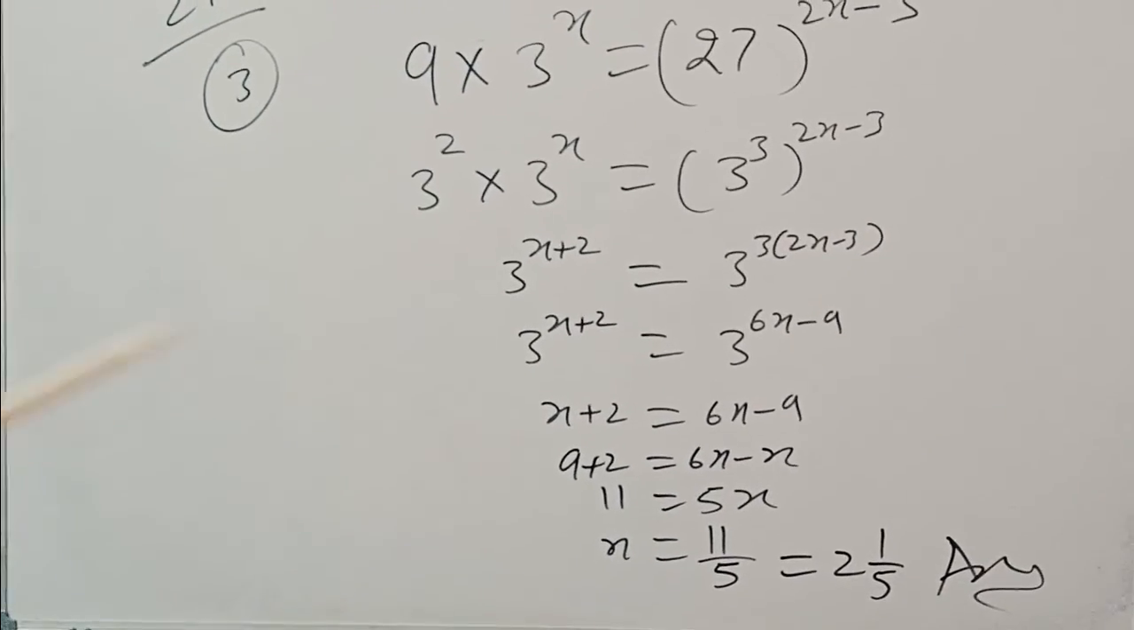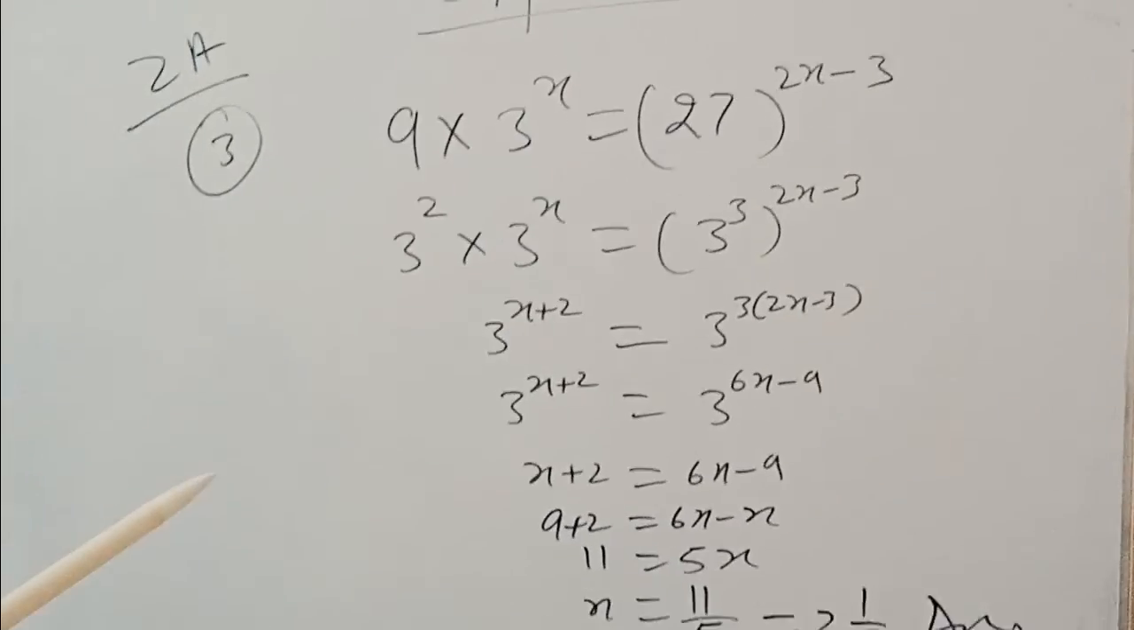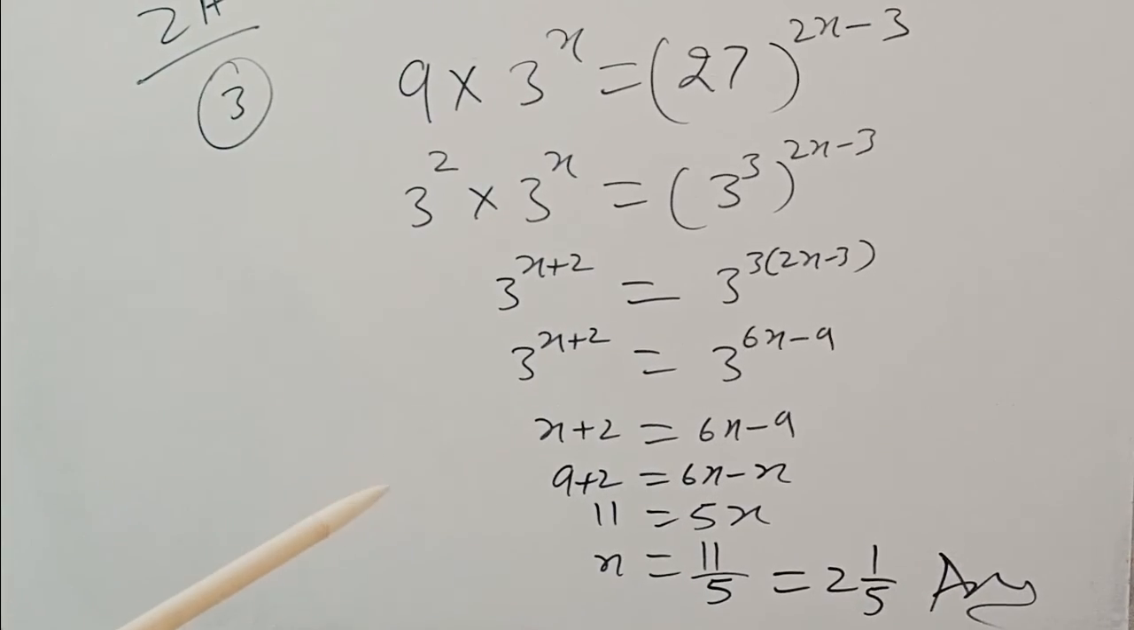Whenever the base is the same on the right hand side and the left hand side, the powers should be the same. That means x plus 2 equal to 6x minus 9. Minus 9 will go to the left side and x will go to the right side. We will subtract x from 6x and minus 9 will add to the 2. That will give 11, and 6x minus x is 5x. 11 equal to 5x, that means x equals 11 upon 5, that is 2 1 upon 5.